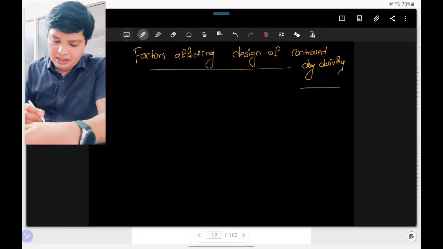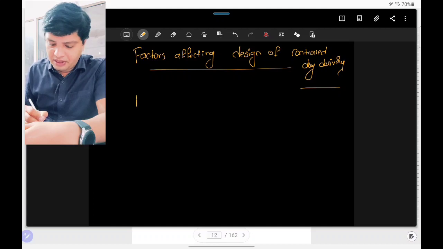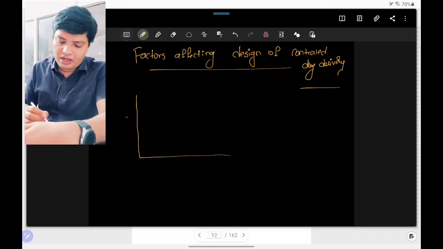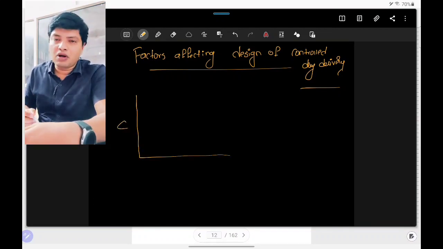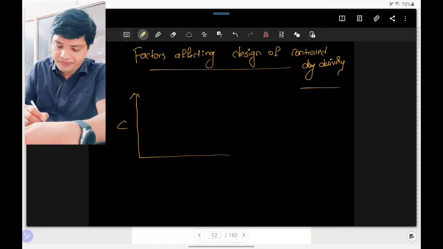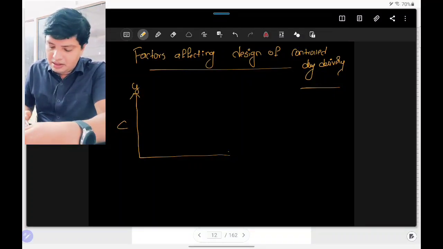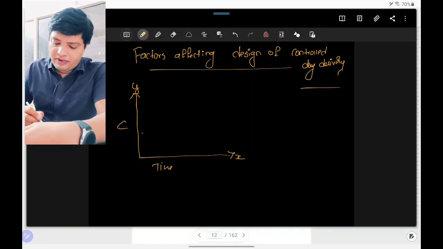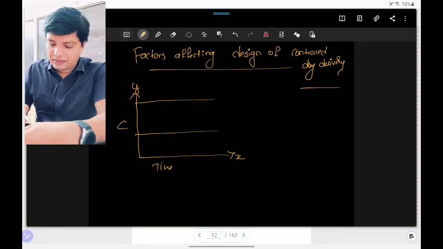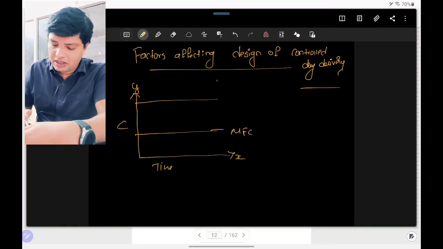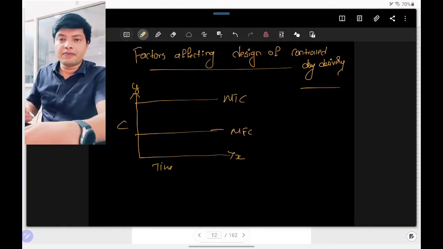So what is the rationale? Generally, if you take plasma concentration on the y-axis and time on the x-axis, we have a therapeutic window here. So this is the minimum effective concentration and this is the minimum toxic concentration.